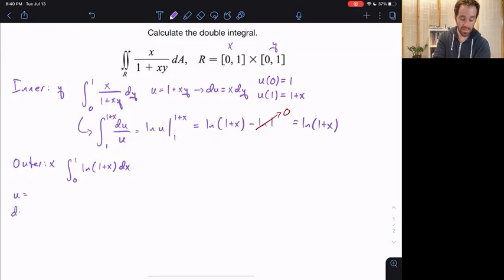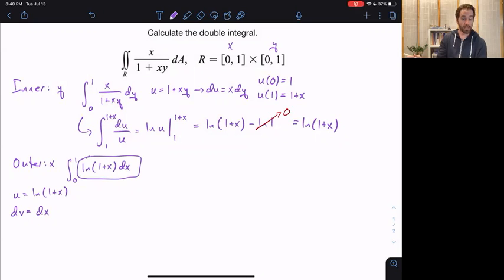U and dv are chosen to compose the entire integrand. U should have a simple derivative, and dv should have a simple integral. U being equal to ln of 1 plus x, and dv being equal simply to dx, does cause this to happen. What you need is for u dv to give you everything that shows up here. And as long as we pick our u and our dv to be these two things, that's good. It composes the whole thing.